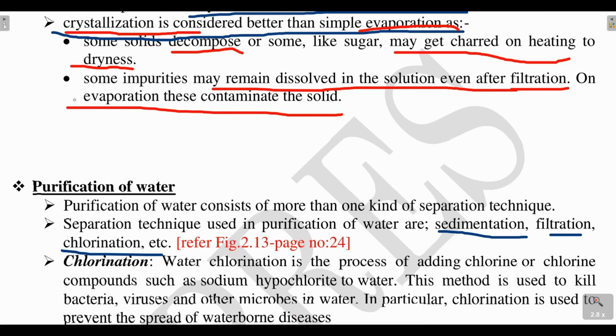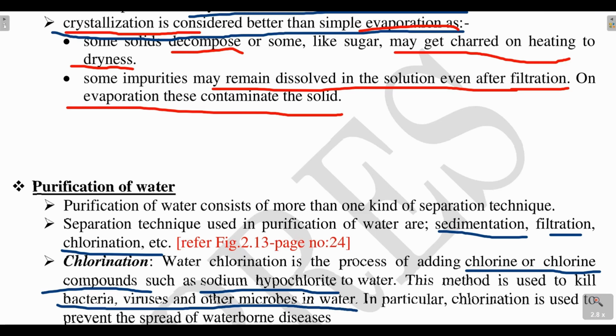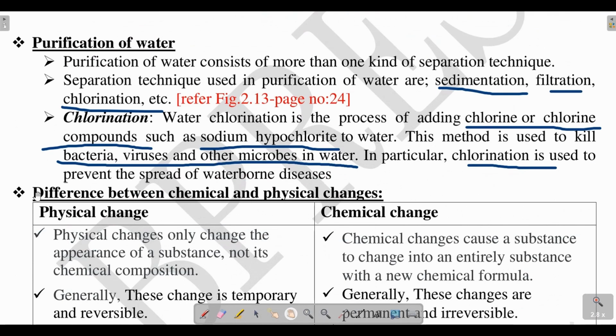Chlorination is the process of adding chlorine or chlorine compounds, such as sodium hypochlorite, a material which contains chlorine, to the water. What is the purpose of adding this? It is used to kill bacteria, viruses, and other microbes present in the water. That means, in particular, chlorination is used to prevent the spread of waterborne diseases. That is the main purpose.